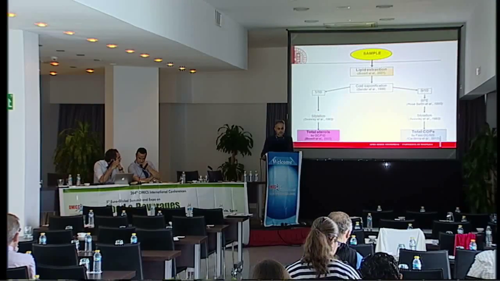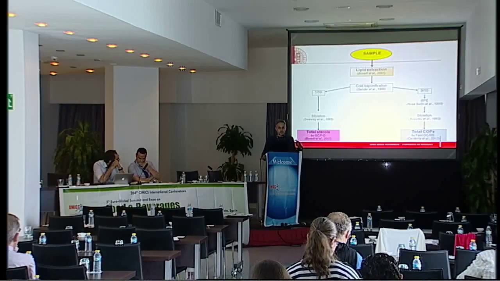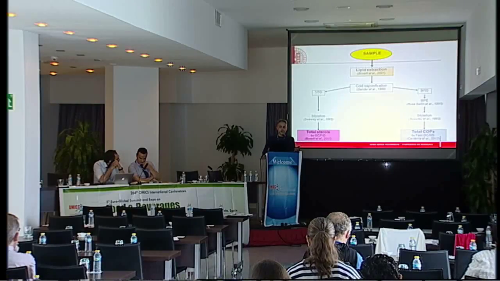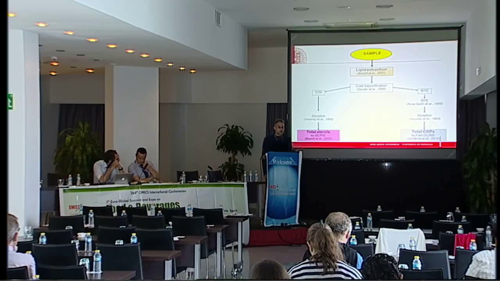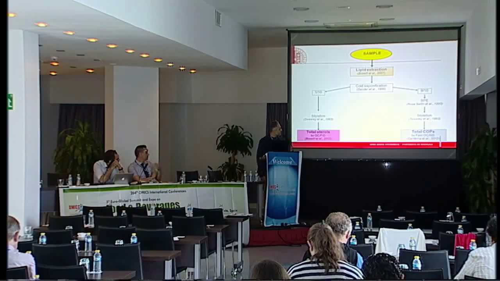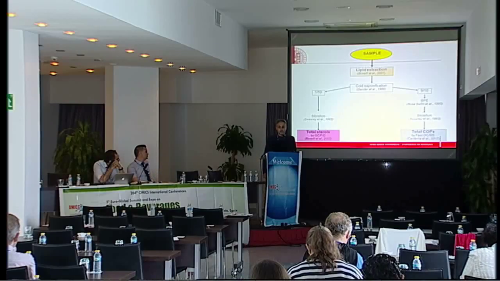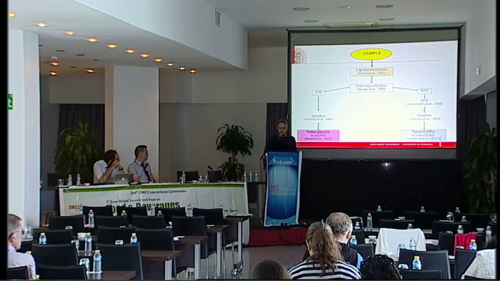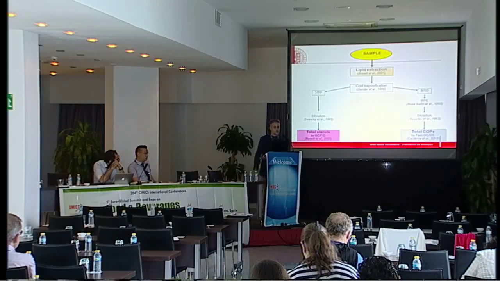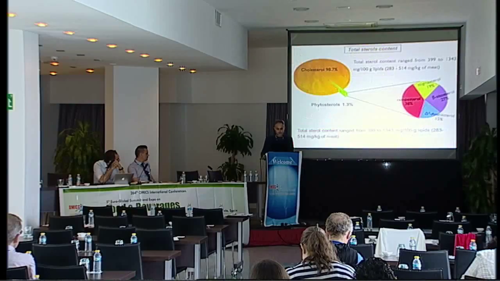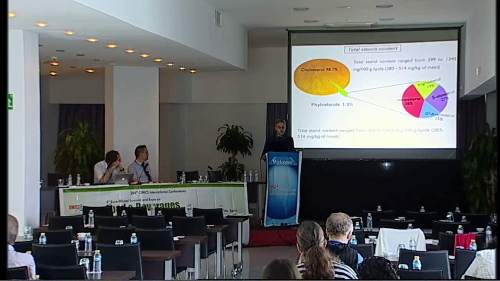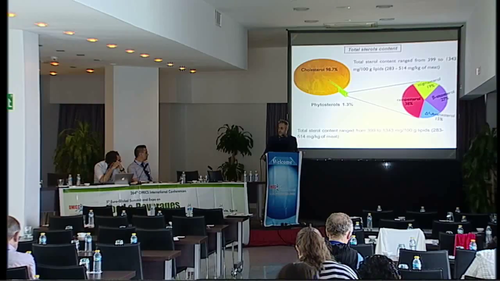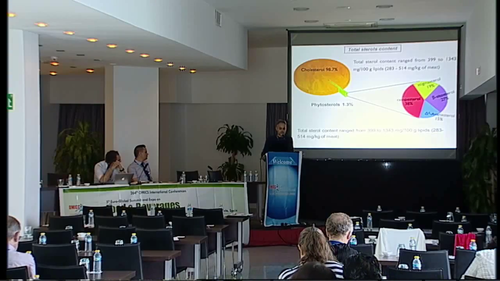From the sample, the lipid phase was extracted, and after isolation of the unsaponifiable matter, the cholesterol oxidation products were detected by fast gas chromatography coupled to mass spectrometry. It's possible to analyze the total COPs in less than 3 minutes, and the total sterols to compare the amount of cholesterol. The cholesterol was 98.7%, and the 1.3% was phytosterol, mainly campesterol, beta-sitosterol, stigmasterol and avenasterol.